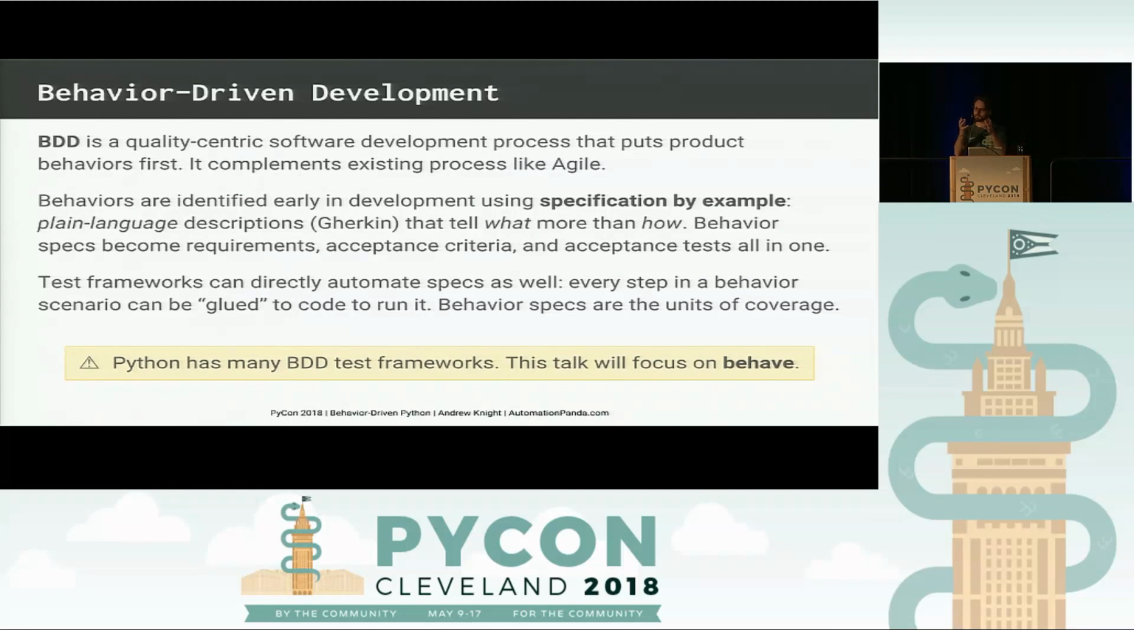Also, when you have something formalized like that, you can easily turn those scenarios into automated tests, and that's where you get a lot of bang for your buck. Every step in your behavior scenario can be glued to some sort of implementation code to say how that step runs. And when we think of behavior specs, they really become the units of coverage for feature testing. Python has a bunch of really cool BDD frameworks. Today I'm going to focus on the behave framework.